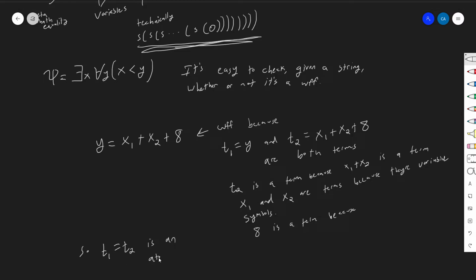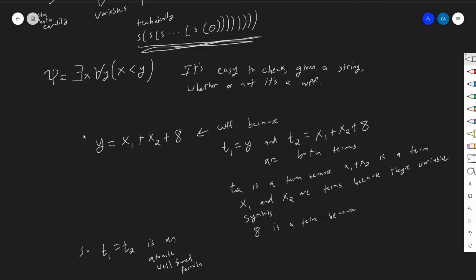An atomic well-formed formula. It might seem strange that I'm checking this carefully, that this is a well-formed formula. The reason I'm doing that is because I wanted to demonstrate, and I think I did it badly, but I think I did it, that the confirmation that this is a well-formed formula happens mechanically. It happens via this burrowing process.